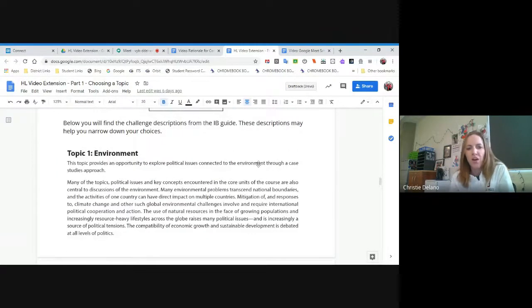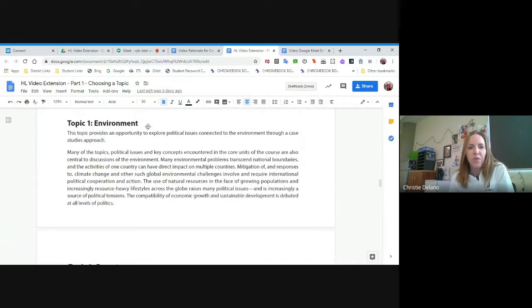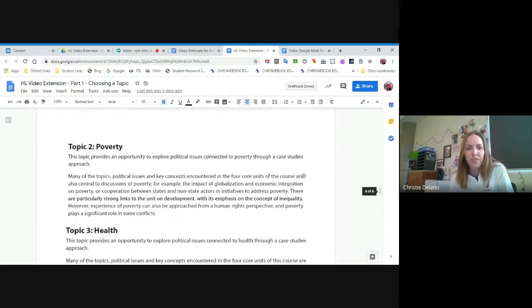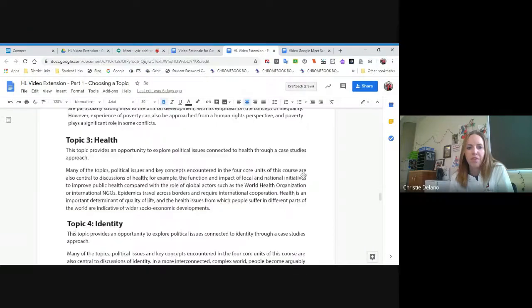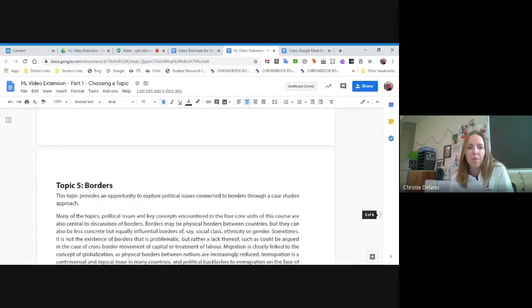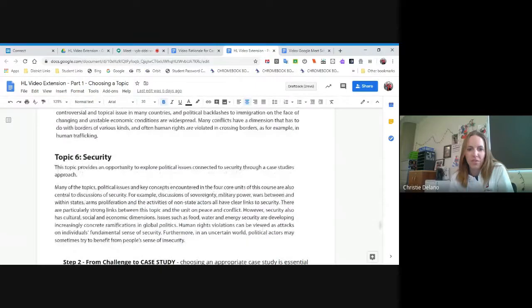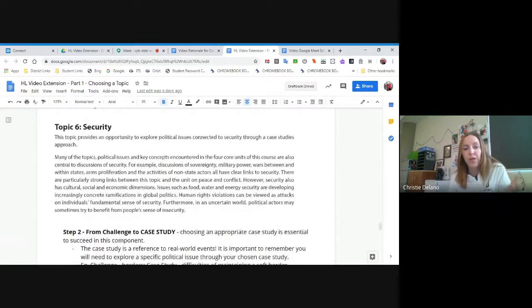So in this booklet, I'm not gonna read all of the topics to you. You can read through them. What we've done is we've clipped a description of each of the six topics from the IB curriculum guide. So this is what we see as teachers in the IB curriculum guide, and it gives you a description of each of the topics. So topic 1, environment, topic 2, poverty, topic 3, health, topic 4, identity, topic 5, borders, and topic 6, security. Feel free to read those later or pause it now, go to the booklet, read through them, and then jump back into the video clip here.